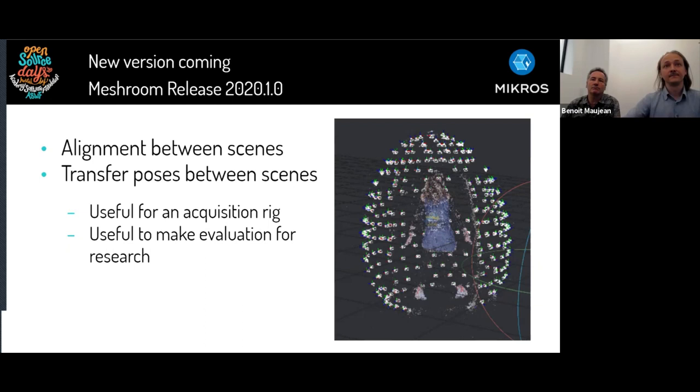And we have also added new nodes to make alignment between scenes and transfer poses between scenes. So if you have an acquisition rig with a multi-camera system, you are now able to make a first reconstruction with the calibration, for instance. And then we use that as an initialization for other reconstructions. And it's also useful for research to make alignment between scenes to be able to align to ground truth and make evaluations.